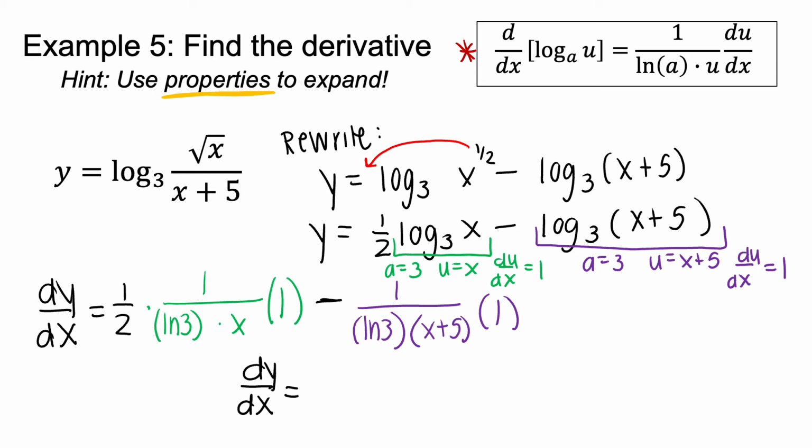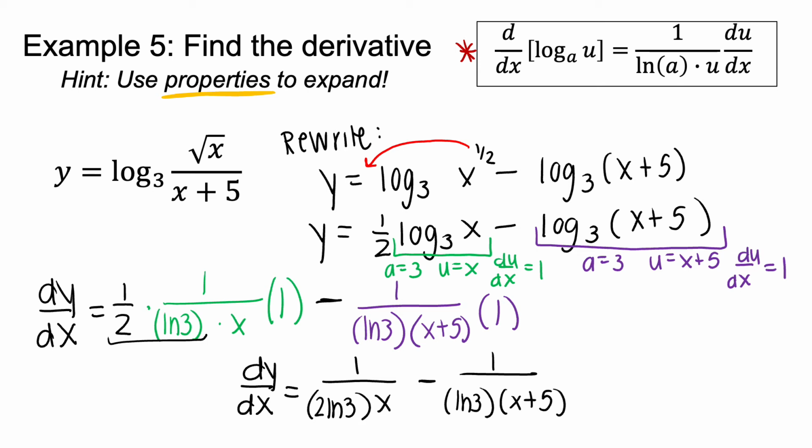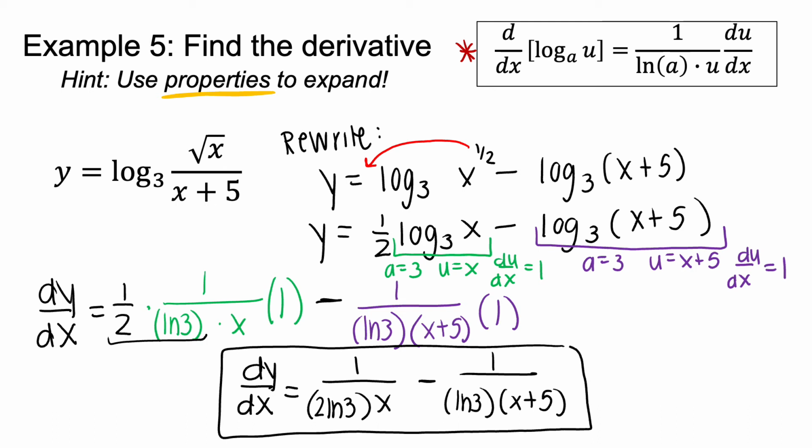Our derivative dy dx would be equal to 1 over, combining my constants here, 2 natural log of 3 times x, minus 1 over, and we can leave this as, the natural log of 3 times x plus 5. So a little messy, but as long as you remember to use your properties in the beginning, then you can simply use your rule, and it's not too crazy. So before we move into integration, pause, ask your teacher if you have any questions on derivatives of logarithmic functions with bases other than e.